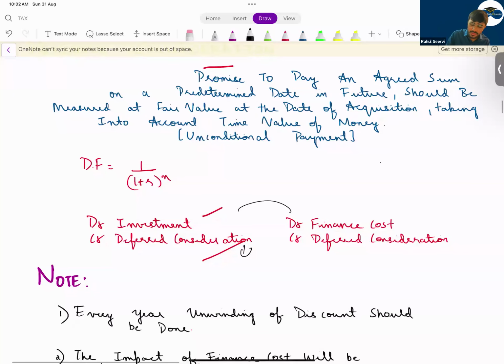Then over the period there will be finance cost. So debit finance cost and credit deferred consideration, which increases. Now this finance cost belongs only to the parent company. So it will be an expense for the parent company. If you're preparing your balance sheet, where do you adjust? Retained earnings. Whenever the profit or loss takes a hit for the parent company, you adjust in retained earnings in the balance sheet. If it's for the subsidiary company, you do the adjustment in step number 2, your net assets.